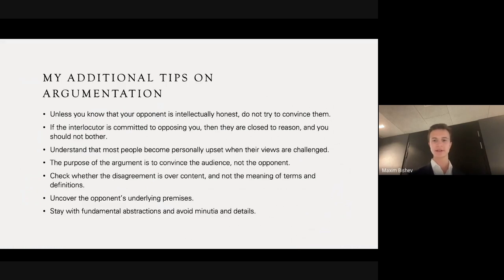Unless they're intellectually honest, don't try to convince them. Because what does it mean to be intellectually honest? It means an intellectually honest person is actually looking for reasons, really listening to your reasons. And they're just saying, these are the reasons I've given, these are the counter reasons or objections you've given, and we're just going to consider them as standalone statements. It doesn't matter who said what, it matters what is true. That's all. That's intellectual honesty.